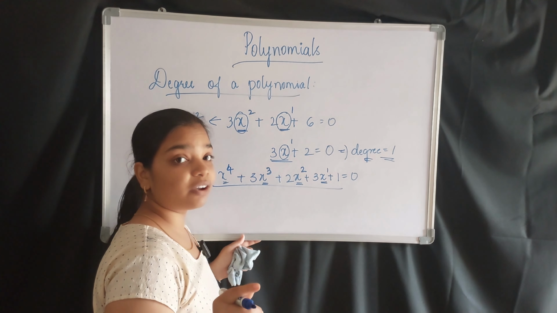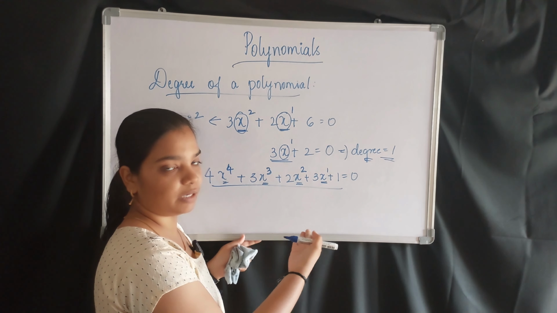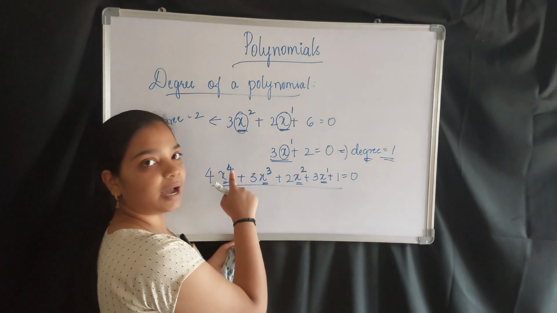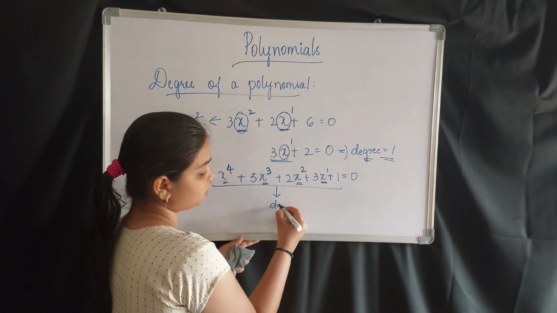So what is degree of a polynomial? It's the highest power of all the variables available in the polynomial. So here the highest power is 4. That means degree for this polynomial is 4.